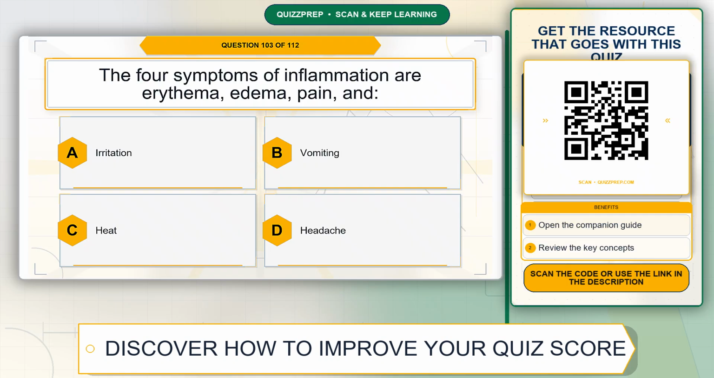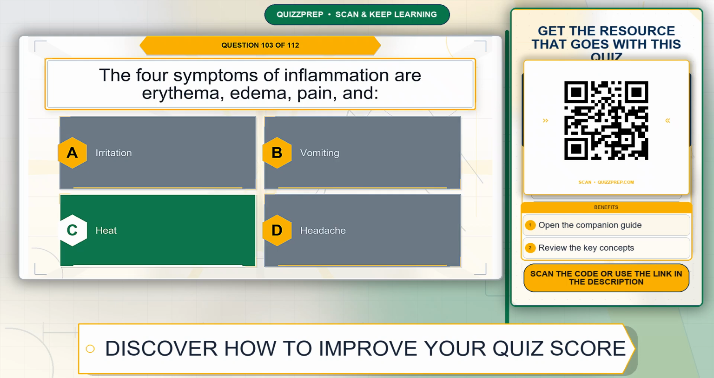Question 103. The four symptoms of inflammation are erythema, edema, pain, and Option A, irritation. Option B, vomiting. Option C, heat. Option D, headache. The correct answer is option C, heat.